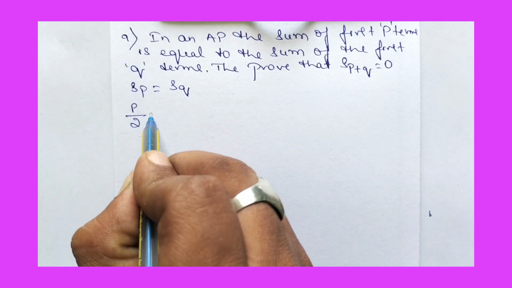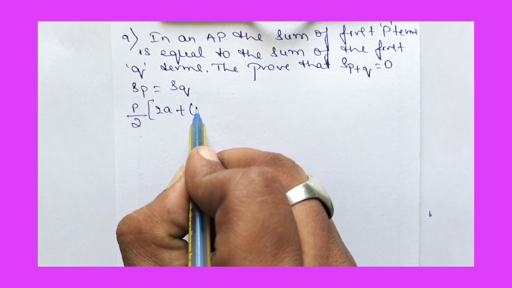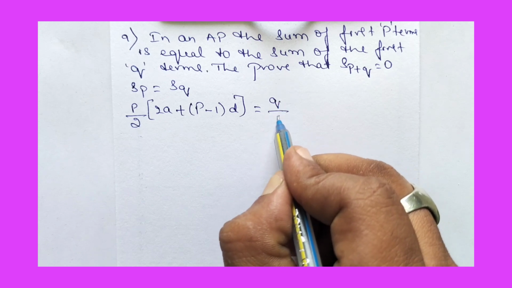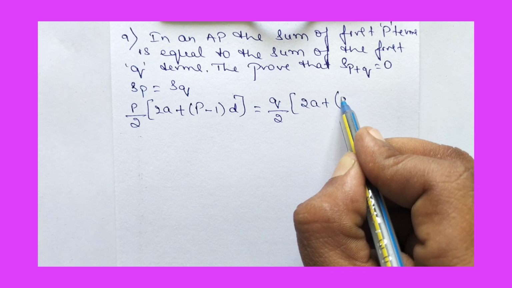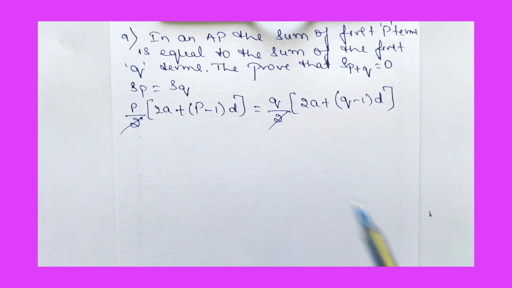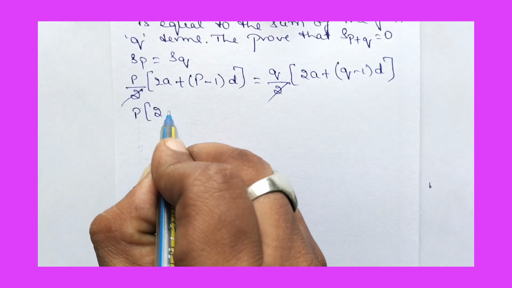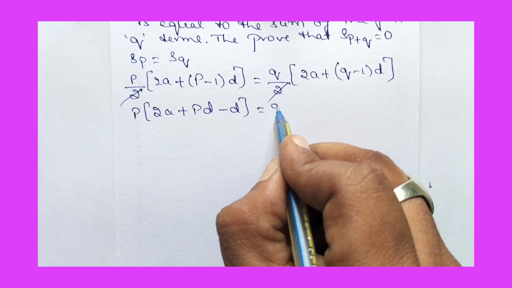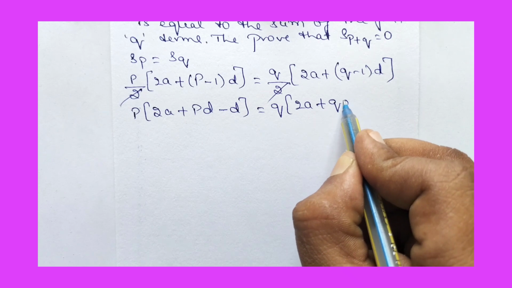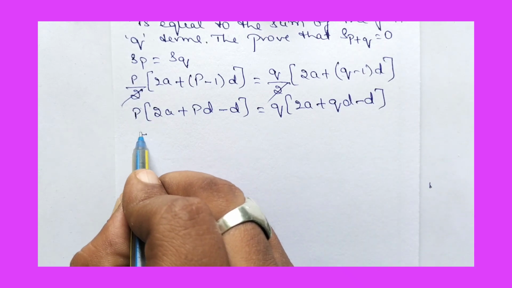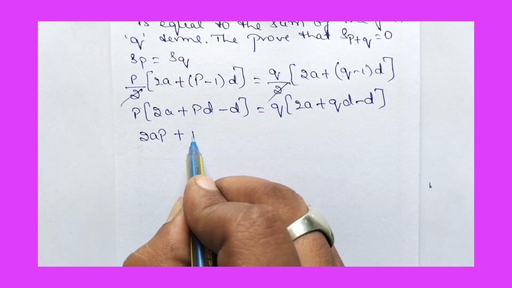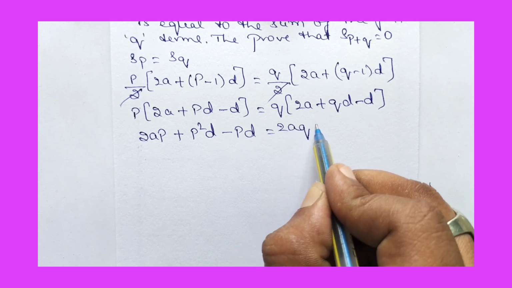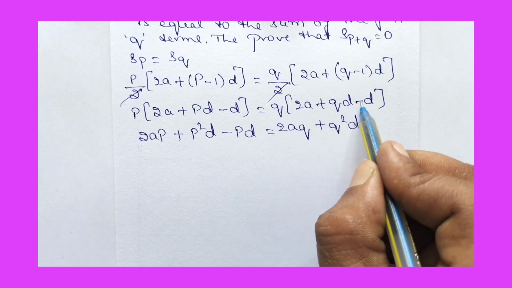n by 2, that is P by 2 into 2a plus P minus 1 into d, is equal to the sum of the Q terms, Q by 2 into 2a plus Q minus 1 into d. The 2s cancel. So P into 2a plus P into P minus 1 into d, is equal to Q into 2a plus Q into Q minus 1 into d.